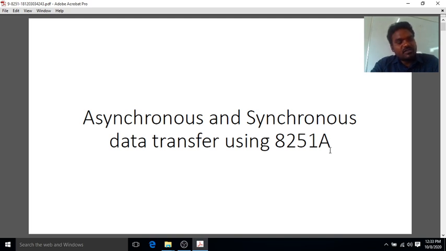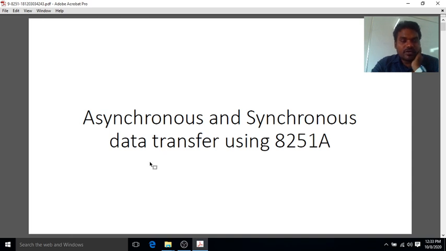We left with two topics in the second unit. One is USRT, Universal Asynchronous, Synchronous Receiver and Transmitter. It is an integrated circuit, and the model of the integrated circuit is 8251 USRT, which is used for the serial communication between the input output devices and the processor.